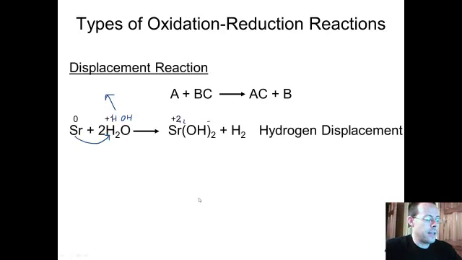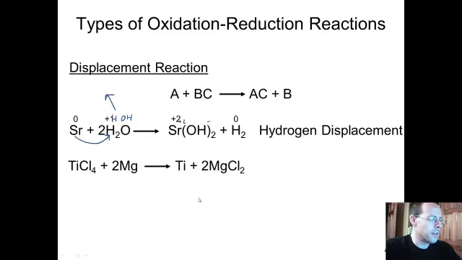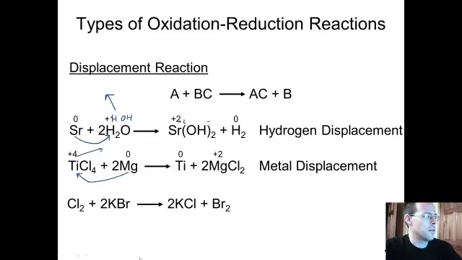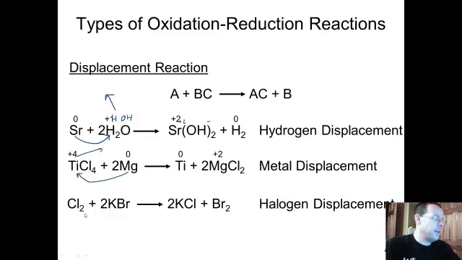A second type, and here's the oxidation numbers, is some sort of metal displacement. Same format: magnesium comes over, it replaces titanium, and then titanium just goes off by itself, so it's an element, and magnesium replaces it. And oxidation numbers. And then our last one is halogen displacement. Again, this is a halogen instead of a metal, and chlorine replaces bromine, bromine goes off and becomes an element, and chlorine replaces bromine with potassium.